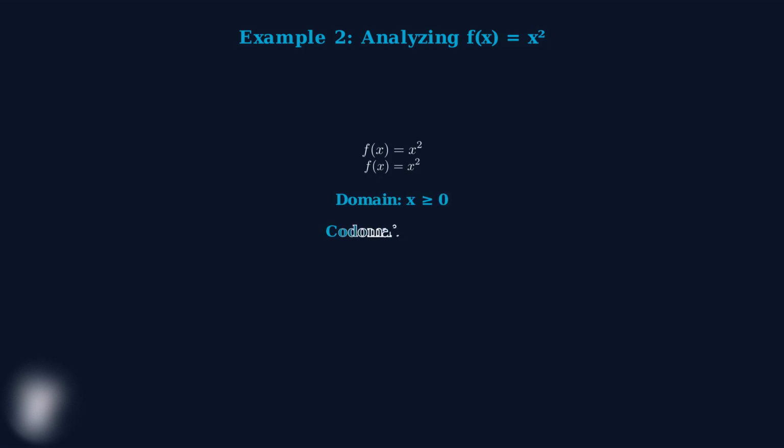If we restrict the domain to x greater than or equal to 0, then f of x equals x squared becomes bijective. With this restriction, each non-negative input maps to a unique output, and every non-negative output has exactly one input. For our final example, let's analyze a more complex function.